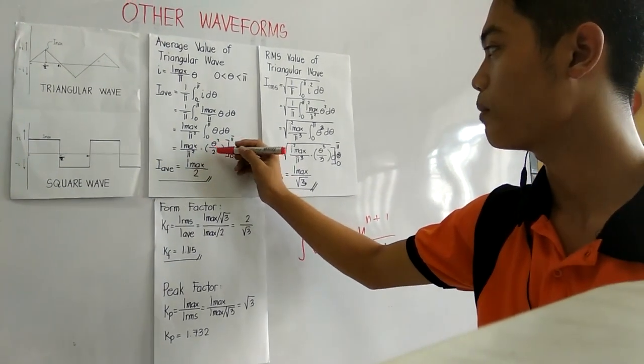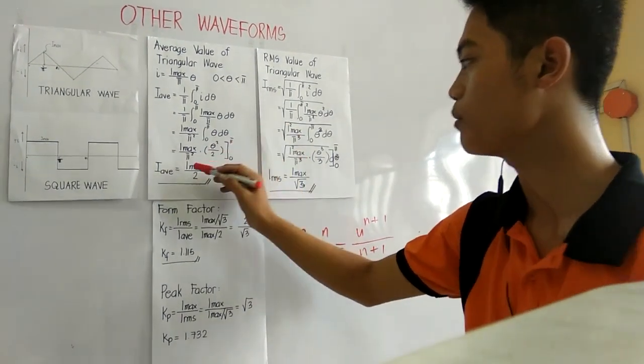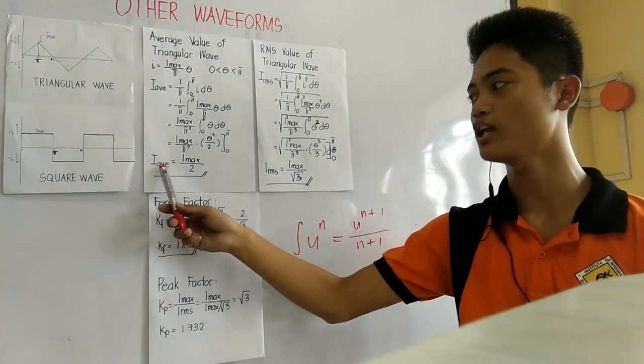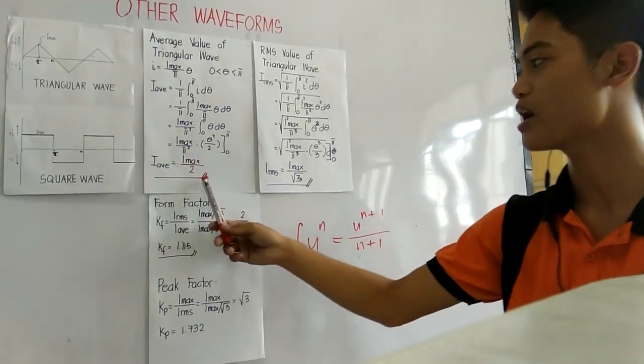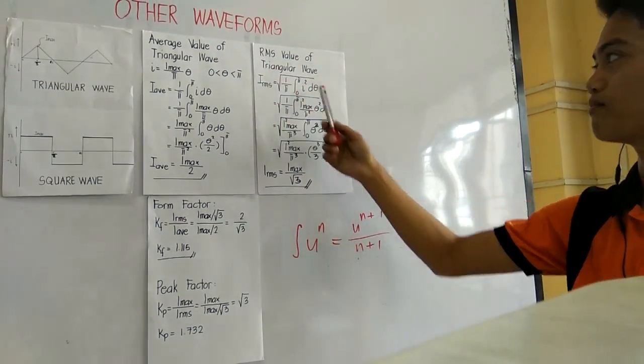Manipulating, making it pi squared over 2, cancel pi, and remaining is I max over 2. Therefore, the equivalent average value of a triangular wave is I max over 2. Next is finding the RMS value of a triangular wave.